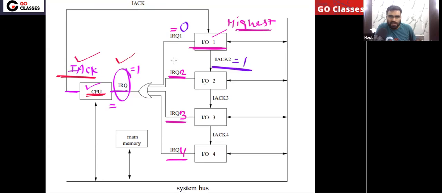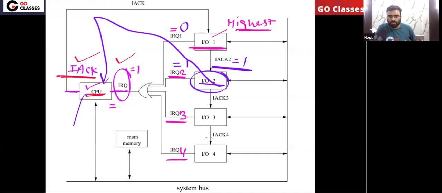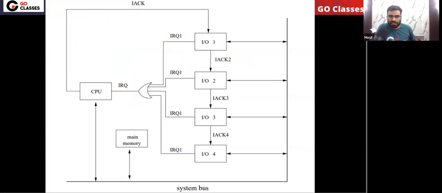Now for the next device, if it has interrupted, means if this interrupt request signal is 1, then this device will send its interrupt number to the CPU on the data bus. Then the CPU will run the ISR for this device. And so on, one by one. So this is the daisy chaining arrangement. I hope this diagram is clear to everyone.